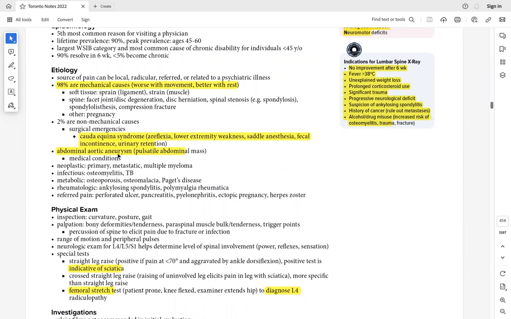Then abdominal aortic aneurysm may have a pulsatile mass in the abdomen, and the patient might have a rupture of the aneurysm and be presenting with back pain.